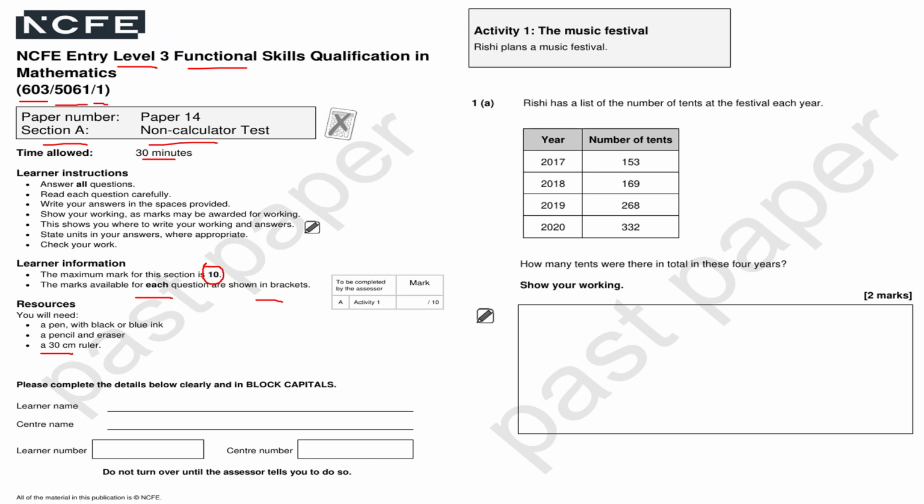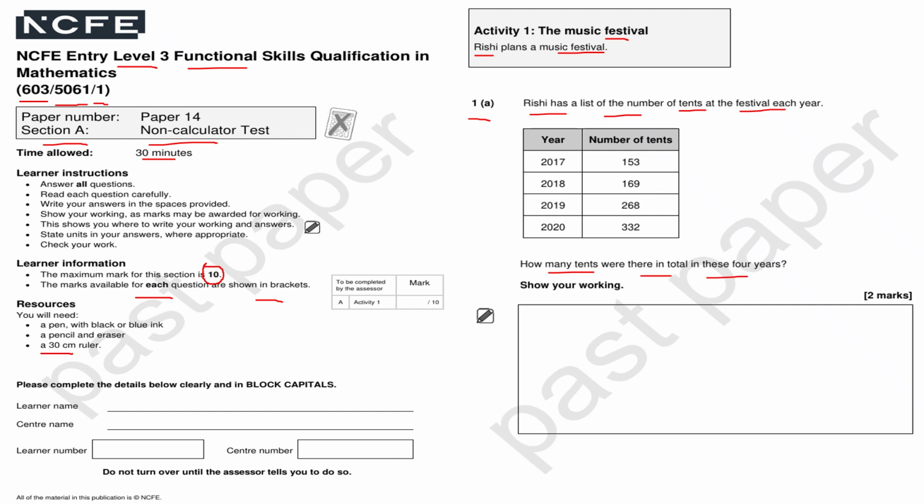So this is question number 1. Activity 1, the music festival. Rishi plans a music festival. Question 1A: Rishi has a list of the number of tents at the festival each year. Year 2017, 2018, 2019, 2020. Number of tents: 153, 169, 168, and 132. How many tents were there in total?